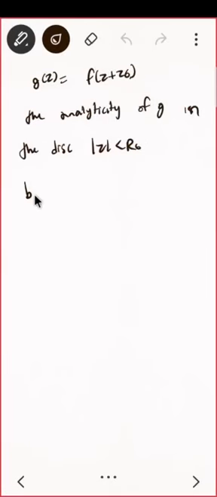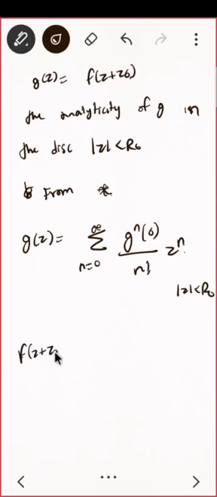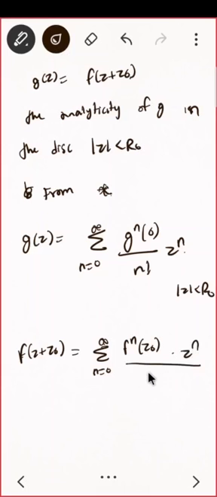So from star you can say g of z is equal to summation n equal to 0 to infinity g nth derivative of 0 upon n factorial into z raised to n. Correct? Where mod z is less than r0. Okay, and what is your g of z? g of z is f of z plus z0, and that is equal to summation n equal to 0 to infinity f nth derivative at z0 into z raised to n upon n factorial. Perfect, done. Where mod z is less than r0.